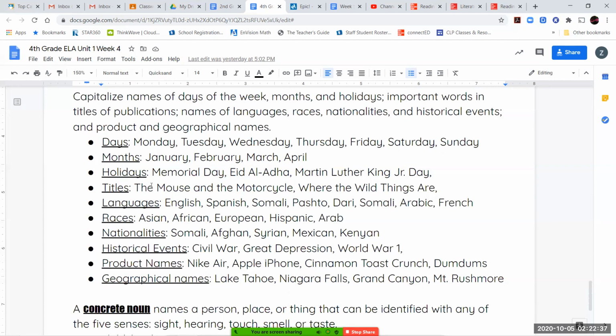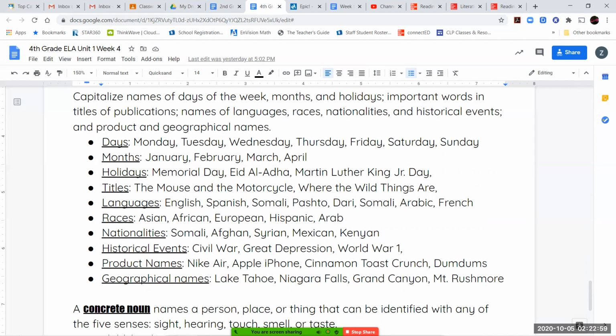So the title of this book is The Mouse and the Motorcycle. So all of the important words, including the first word, are capitalized. The other words that are not important are lowercase. You can say Where the Wild Things Are is also another book title where we capitalize the first word and all of the other important words in it.